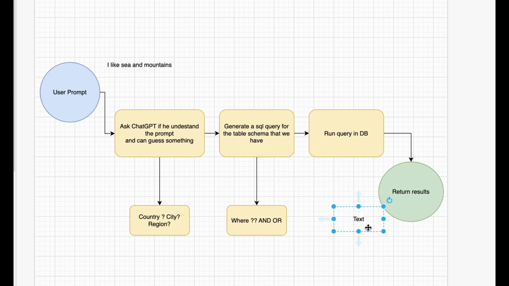So if we asked for sea and mountains, we expect it would be something like Italy or Greece, yeah, as tours from those countries as a result. And if we haven't found any records on that criteria, we just notify the user that no match was found.